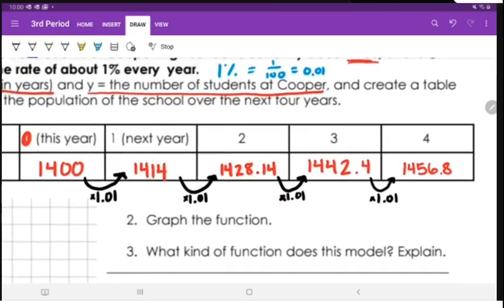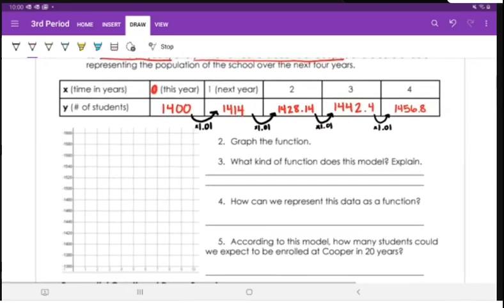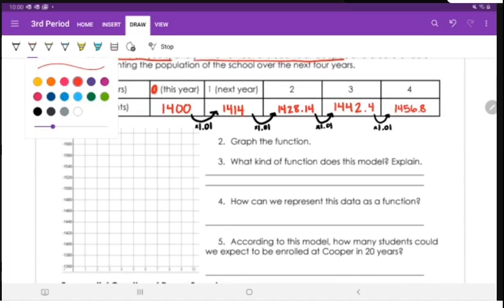So these numbers are obviously not super realistic. We're never going to have fractions or decimals of students. But this gives us an idea of about how many students we can expect to enroll at Cooper each of these years. So we're going to answer a few questions about this function now that we've got an idea of what our table looks like. The first thing we want to do, or I guess the second thing we want to do, is graph the function. So we're going to actually take these points and we're going to plot them on the graph.